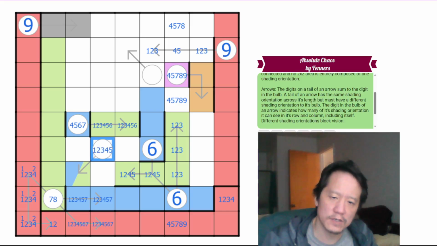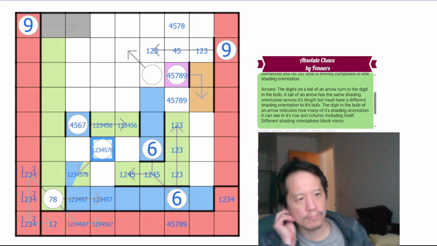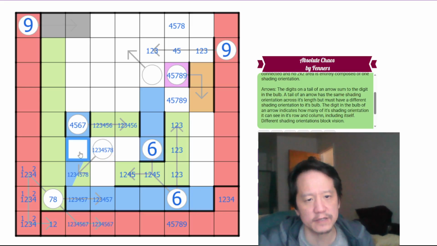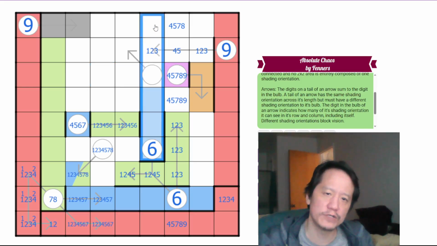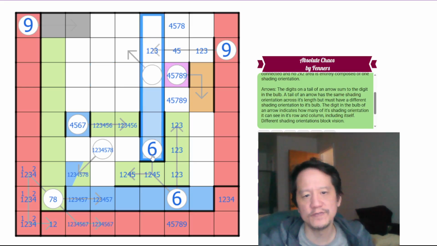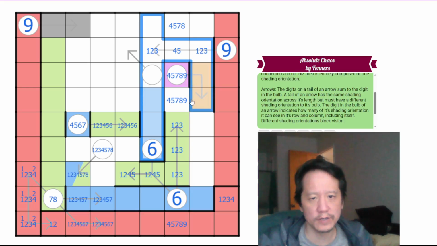No 6. 7 or 8 here. If it's blue, it's less than 6. Technically, it could go here and then. Oh, that's interesting. Say it went just here. If this is all blue, this has to be blue. I guess it could go here. Hmm.